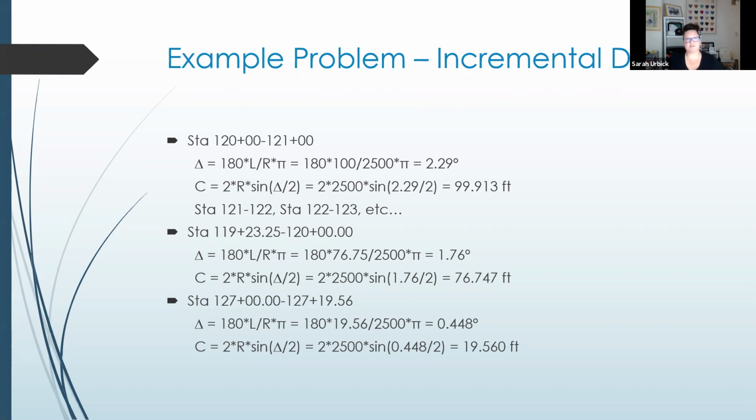Just repeat the process for the far end. Chord length is our arc length, arc length is 19.56. Gives us less than half of a degree. It makes sense. 20 feet chord length or arc length even over the course of 2,500 feet. That is not going to be a very big angle, right?